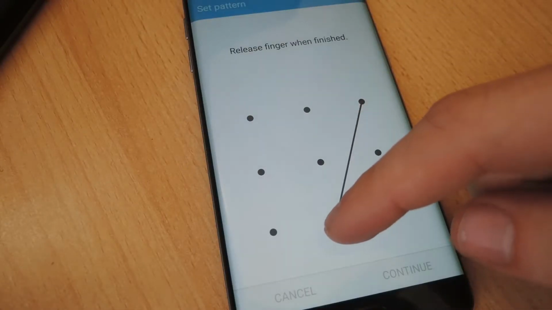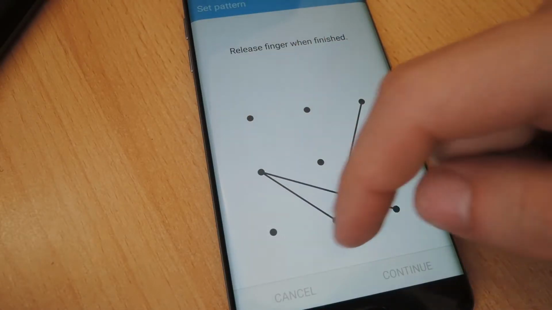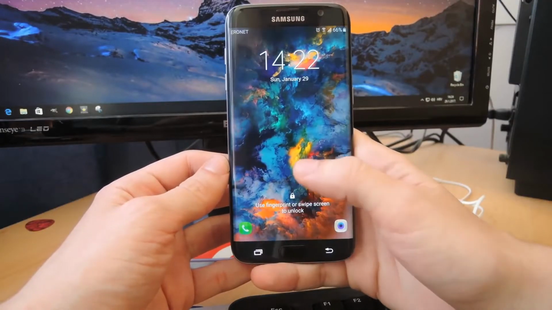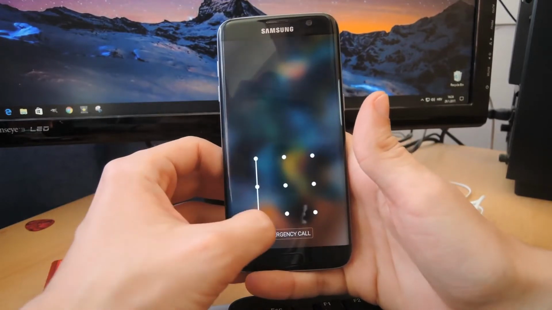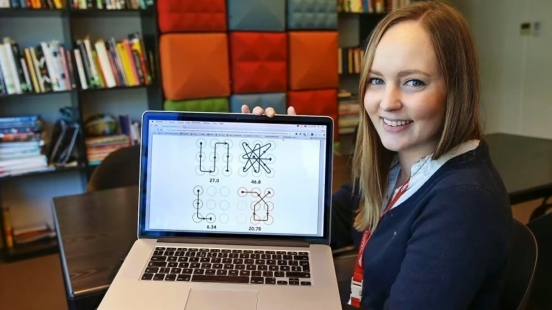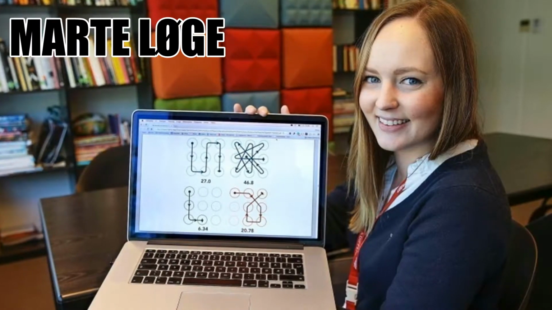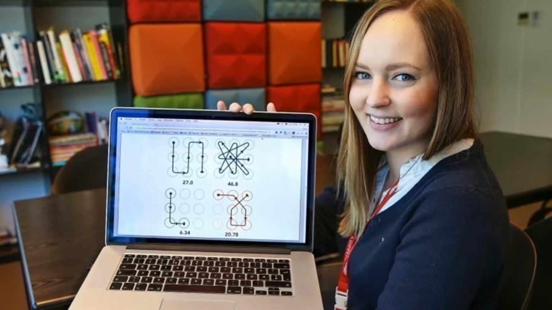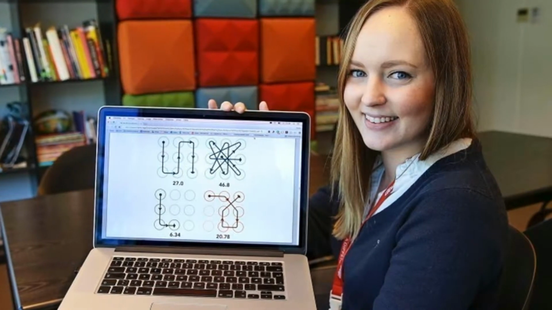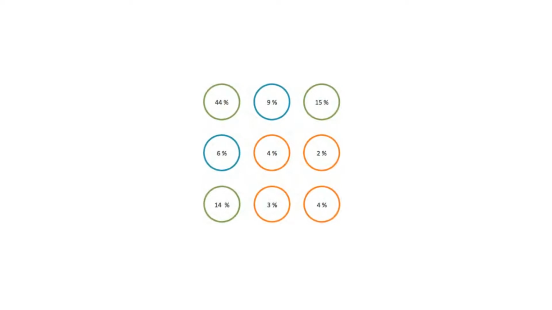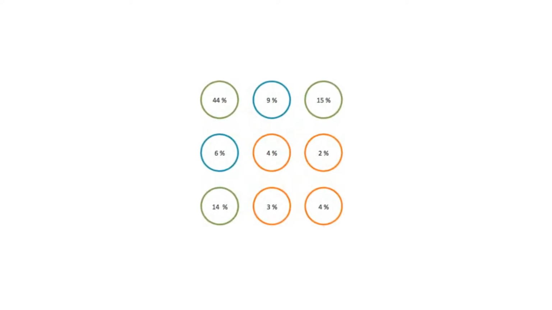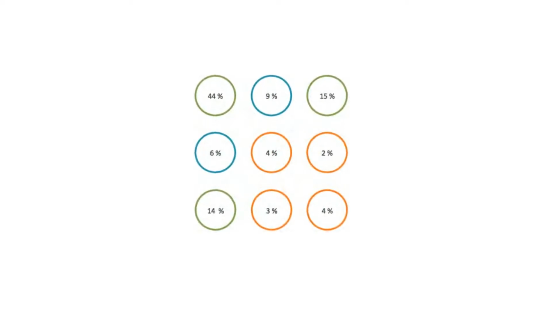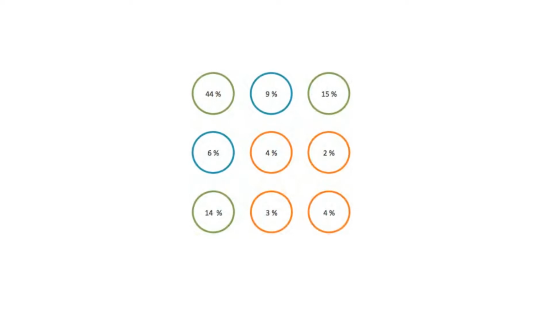And there are some really complicated ones you could create, but the more complicated they get, the harder they are to memorize. Research shows that a lot of people use the simplest of patterns, which are consequently the easiest to guess. A study done by Martha Loge, a 2015 graduate at the Norwegian University of Science and Technology, showed how predictable Android users can be when it comes to choosing an unlock pattern. After analyzing almost 4,000 unlock patterns, she found that 44% of them started from the top left contact point, and that 77% of all patterns started from one of the 4 corners.